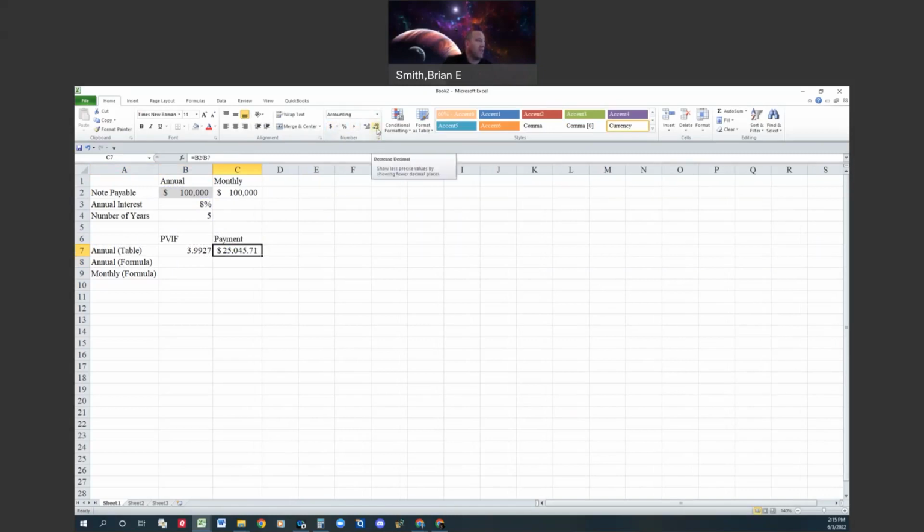$25,045.71. Now, in this case, just go ahead and click those arrows over here at the top. We don't need to see the change. When we're dealing with $100,000, I don't care about 71 cents. Besides, if we do it in this Excel sheet, we're going to account for that even though it's not being displayed.